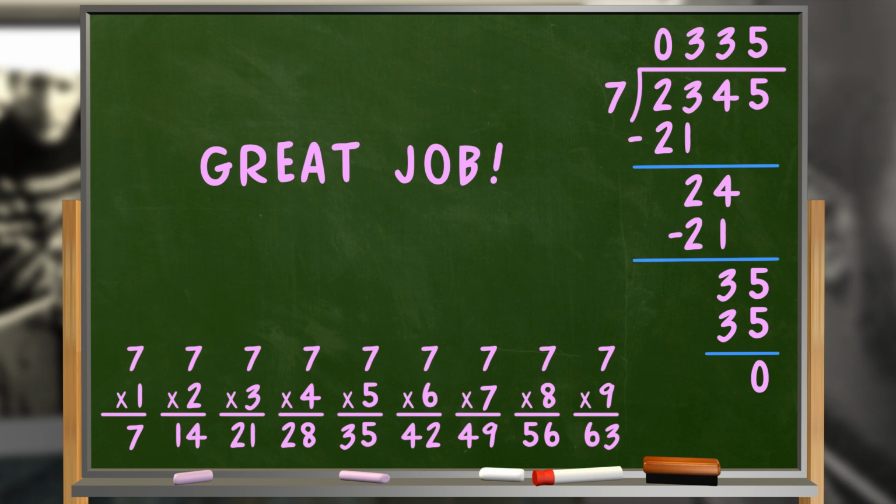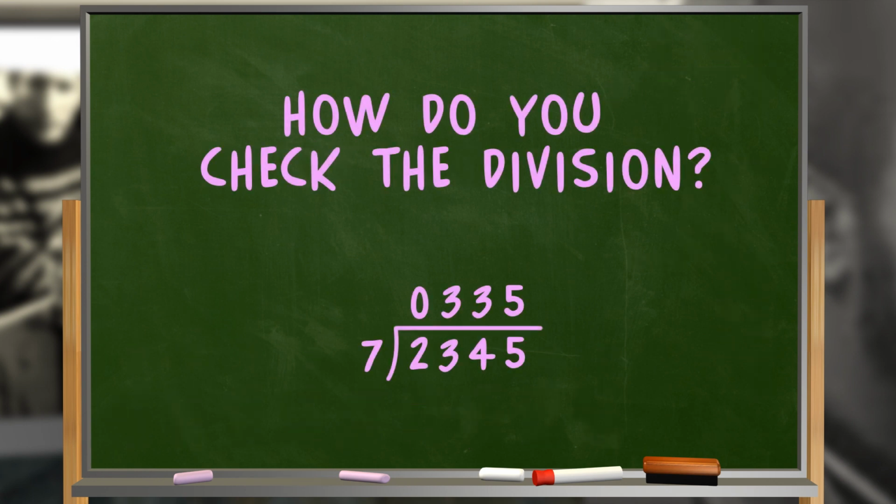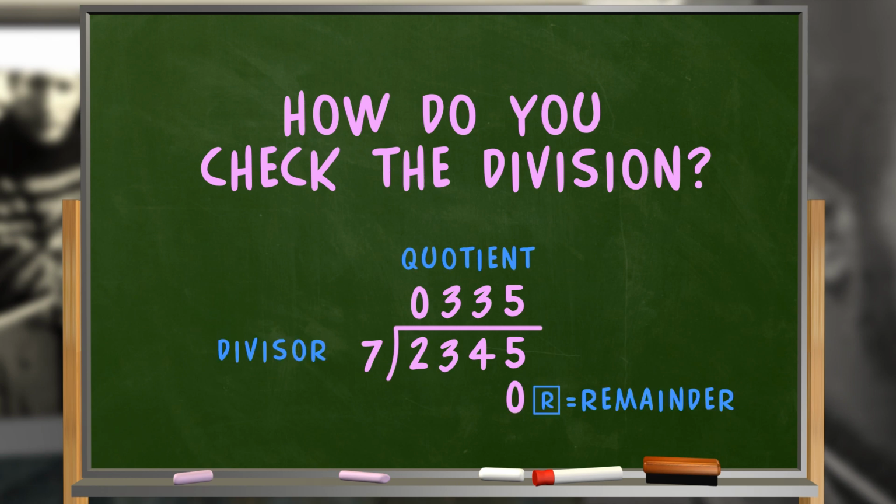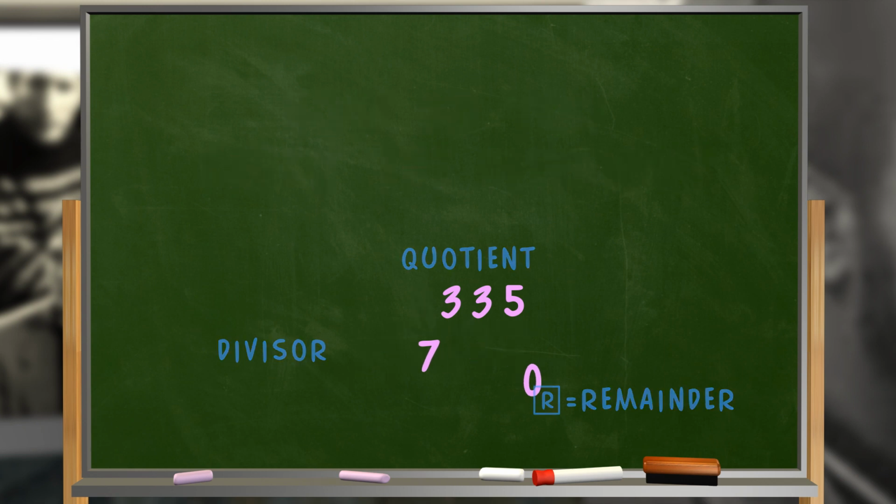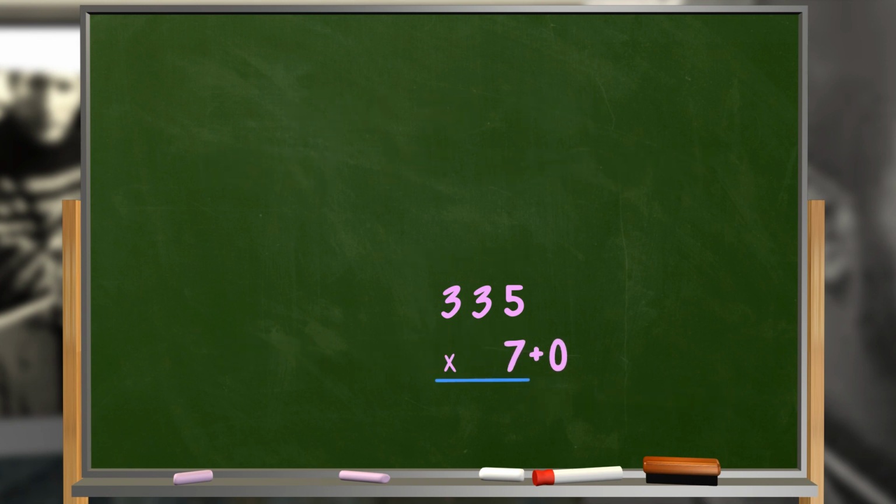Great job. Now here's the bonus. How do you check the division? Define the words divisor, dividend, quotient, and remainder. Pause the video. Great job. So check the problem by multiplying the quotient times the divisor plus the remainder, and that's the formula. So my quotient is 335 times the divisor, which is 7, which gave me a dividend of 2,345. Excellent job.